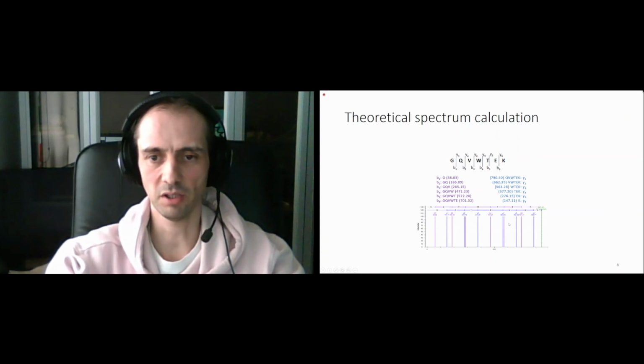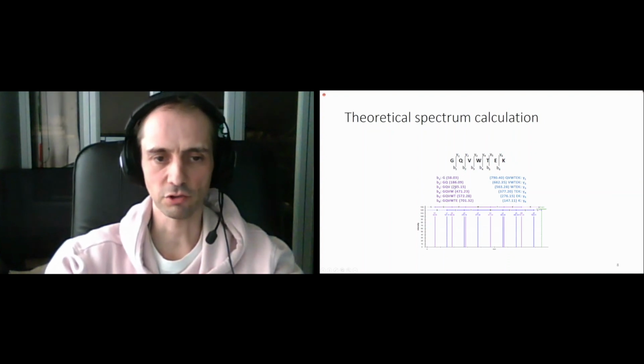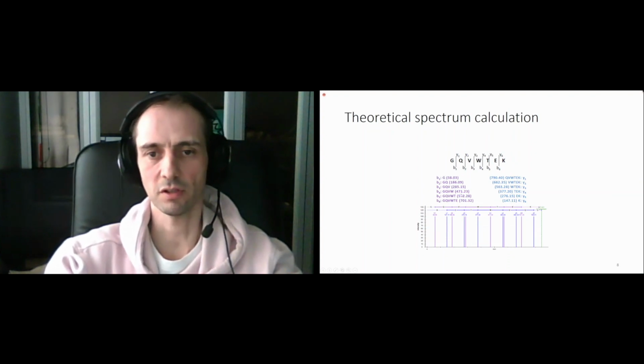Here you can see the B ion series, you can see the Y ion series. And here we don't have intensity because we assume that all the fragment ions would be observed at the same intensity. Okay, so this would be the experimental spectrum.